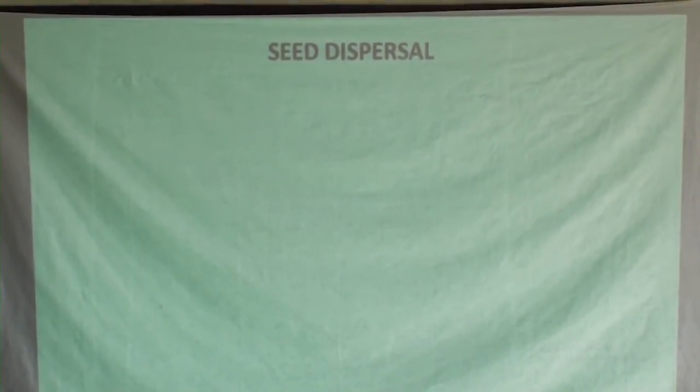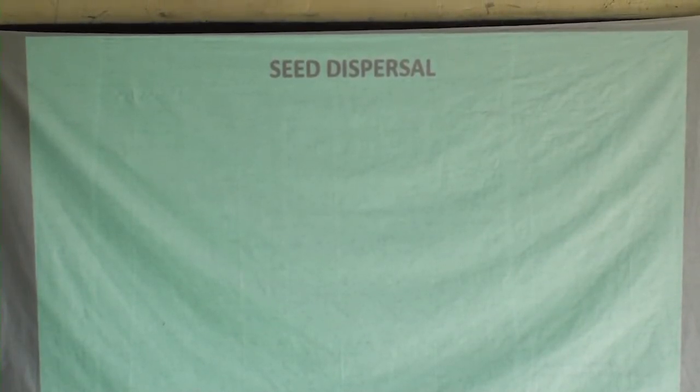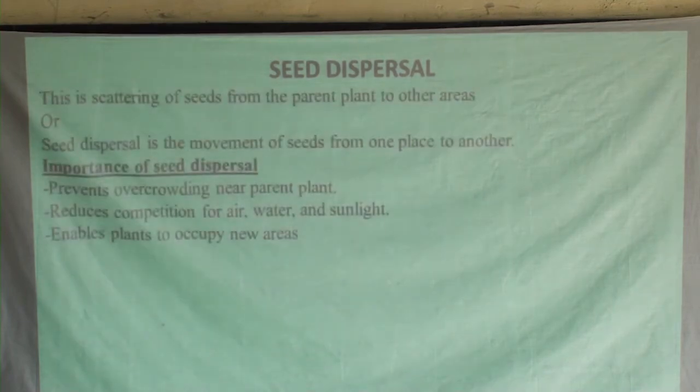This can push us to the second part, okay? And this will be our last point. So once the ovules have grown into seeds, that means these seeds are mature, okay? So they can be spread, sent or scattered to different places for further growth. So in this case, we can say we are looking at seed dispersal.